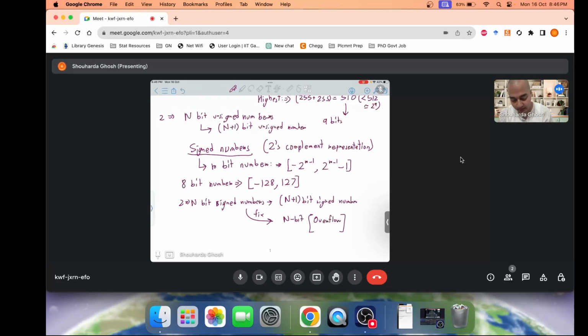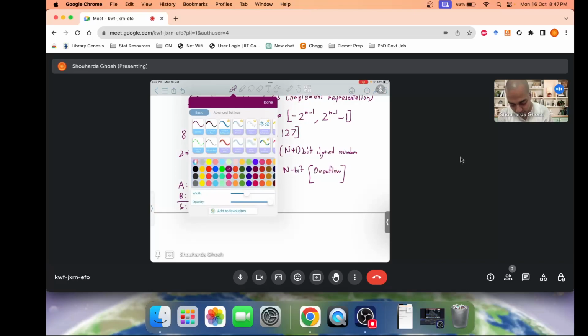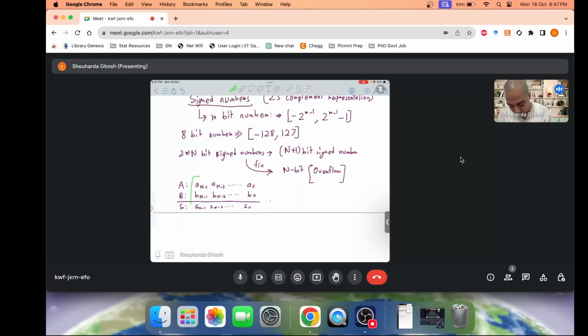Okay, and when does overflow occur? Let's say this number is a n minus 1, a n minus 2, and so on till a0, b is b n minus 1, b n minus 2, and so on till b0, and the sum is s n minus 1, s n minus 2, till s0. Okay, so in order to detect overflow, we look at these 3 bits.